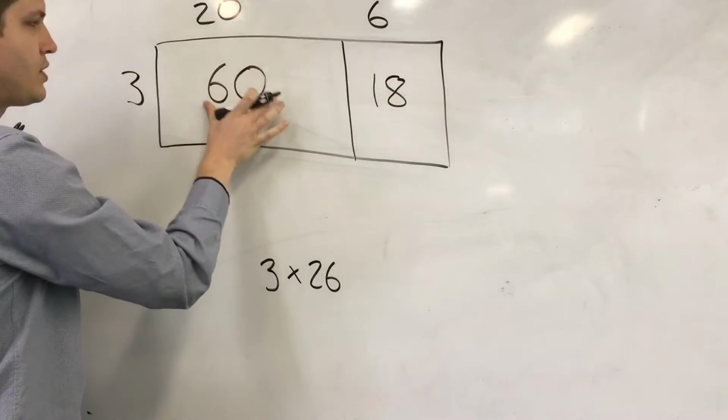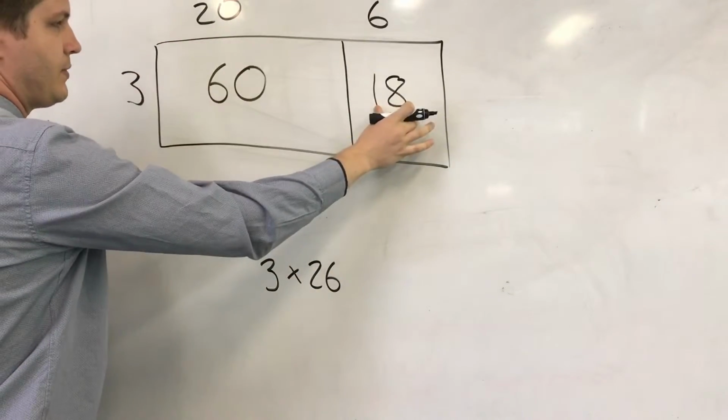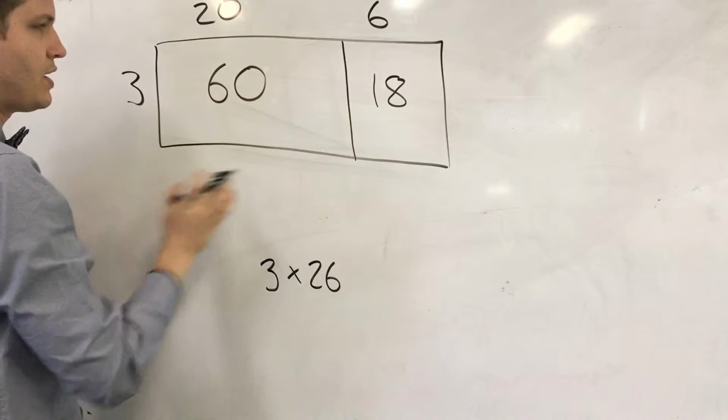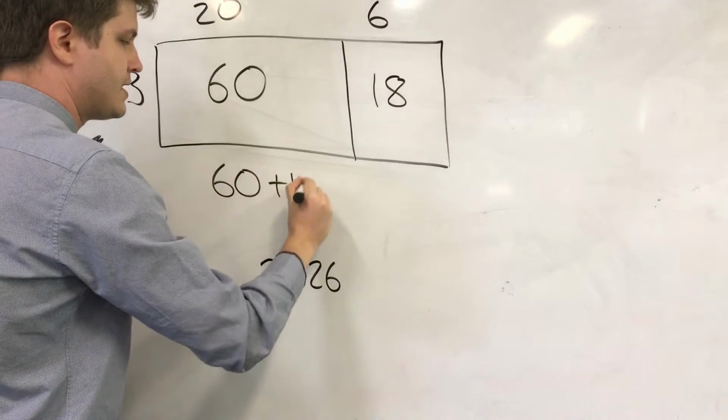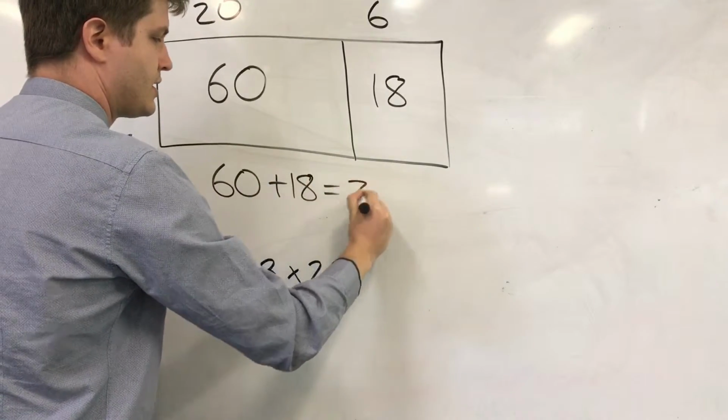So now we've got 20 times 3, we've got 6 times 3. So to find 26 times 3, we're going to add these together. 60 plus 18 equals 78.